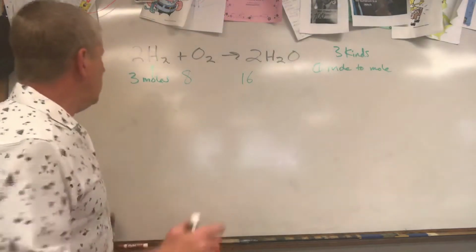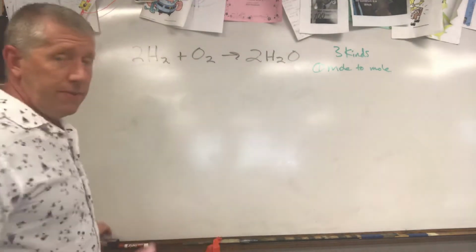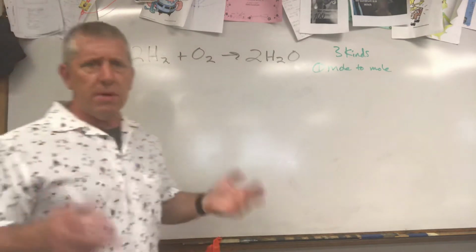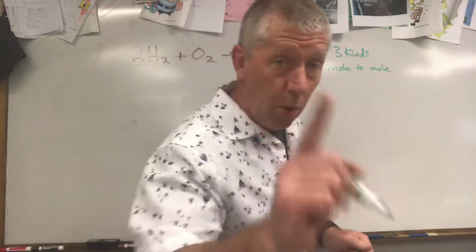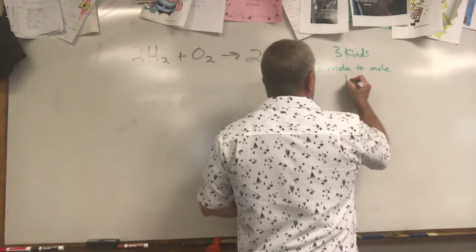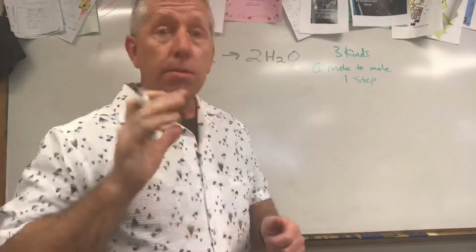Those are mole-to-mole conversions. They're the easiest ones, and sometimes you can see those. If the numbers are kind of funky and weird, sometimes you have to write them out, but usually you can see those. Mole-to-mole, and that's also what's called a one-step problem to solve.